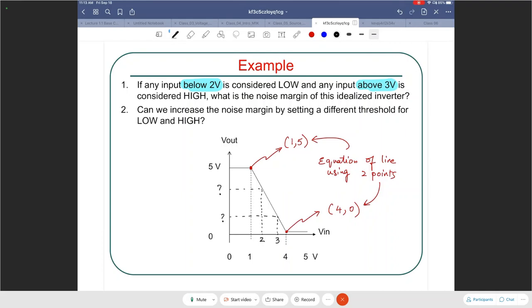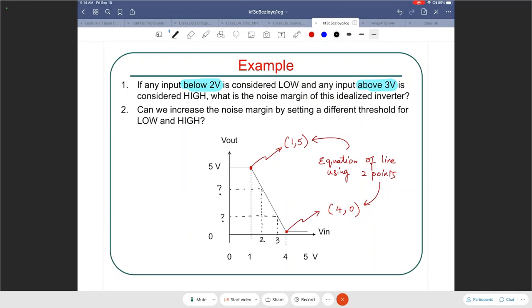Once I have those, using the equation of the line, I can then focus on calculating the noise margin for the low level and the high level. And another related question is, can we do something to increase the noise margin by maybe setting a different threshold voltage for low and high? So right now our threshold is 2 and 3 volts. To increase that noise margin, can we play around with the thresholds? So we'll see that, right?